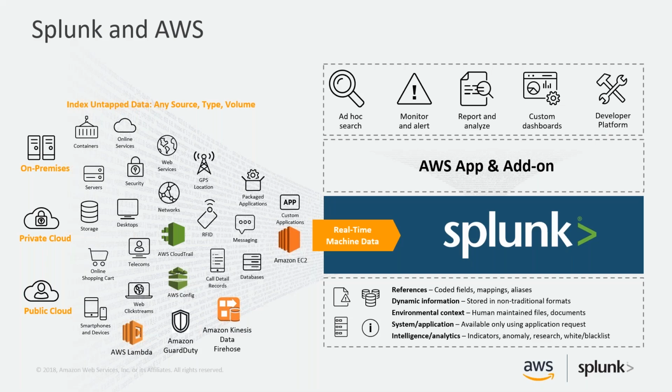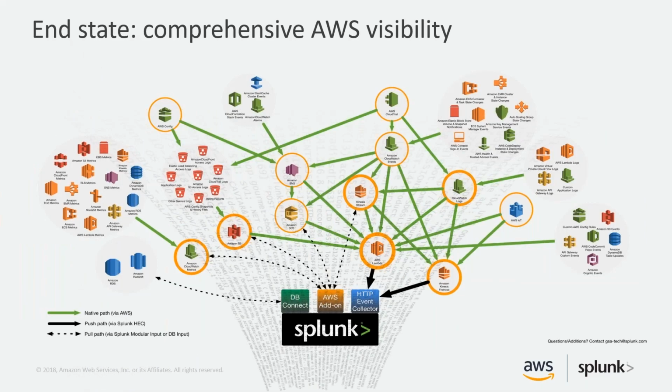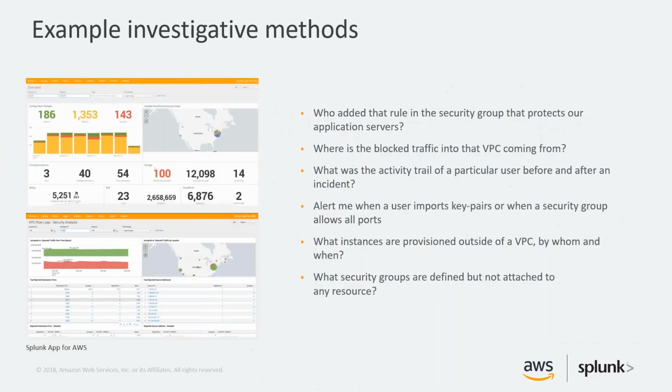And again, thanks to the partnership, we have integrations for key AWS data sources, including EC2, Lambda, Kinesis Data Firehose, and Amazon GuardDuty. And those integrations enable comprehensive visibility for your AWS environment. So this allows, again, for you to easily search, analyze, correlate, visualize, and then act on those operational and security insights you're getting out of your machine data.